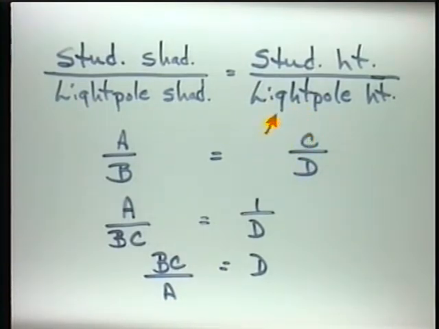Now, since we want to know the height of the light pole, to solve for that, we'll need to multiply both sides of our equation by 1 over C to eliminate the C in the numerator, leaving us with A over BC equal to 1 over D. If we simply invert both sides of the proportion, we result in having the light pole height equal to BC over A.